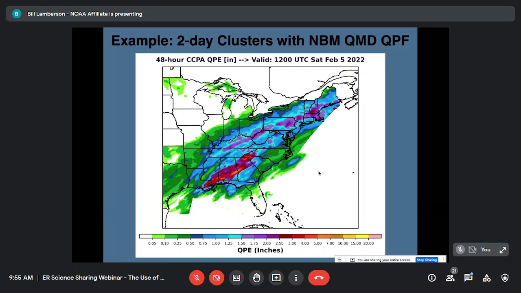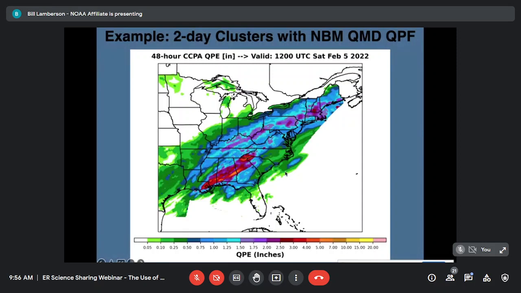All right, so we're just going to quickly go through an example, and this is 2-day clustering with the NBM QMD QPF, and this is for that event that ended on the 48-hour period at 12Z on Saturday, September 5th of 2022. Here's the analysis, the CCPA QPE.